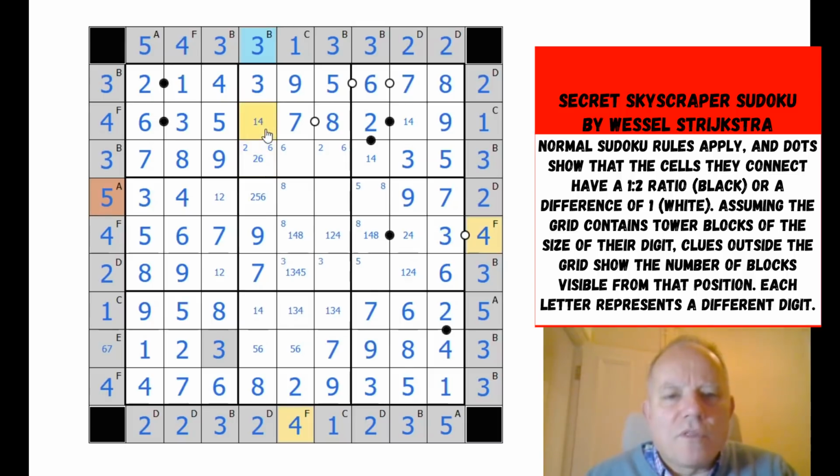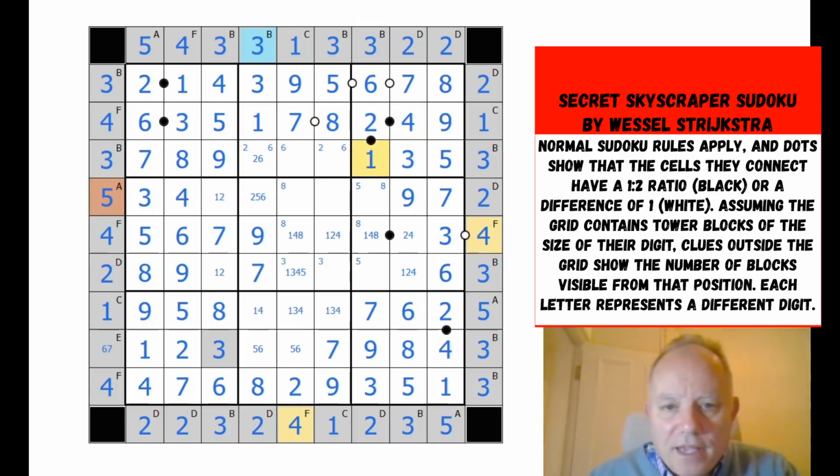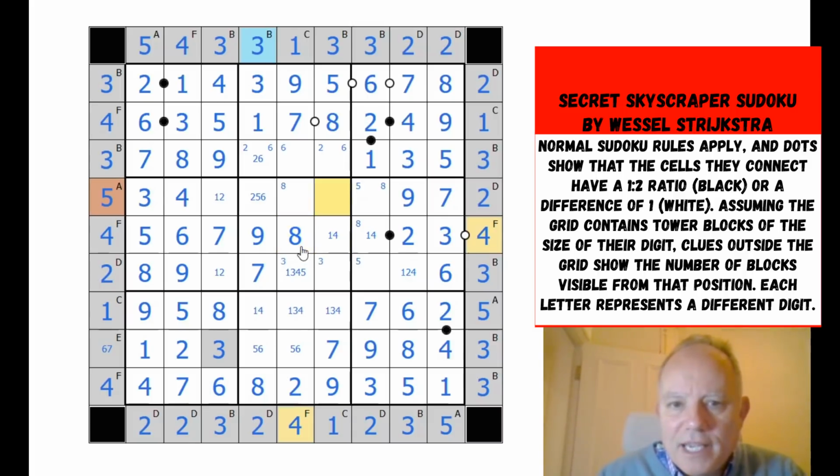If that was 4 though, that's not going to work because one of these will be 5 or 6. So that's not a 4, that's a 1. 4 there and 1 there. That 4 fixes this as a 2. That can't be 8, that can't be 2. So we've got a 1, 4 pair. The 8 goes here. That puts 8 here, 5 here.